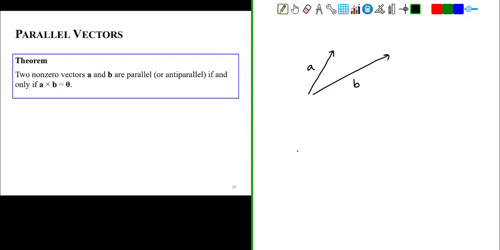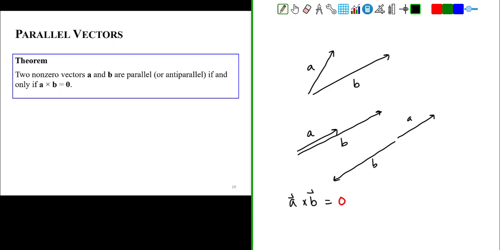We want to show that if we do have two vectors that lie along the same line, so either those two vectors are parallel or those two vectors are antiparallel, then the cross product between them is equal to zero. While in this situation, the cross product between those two vectors won't be equal to zero.